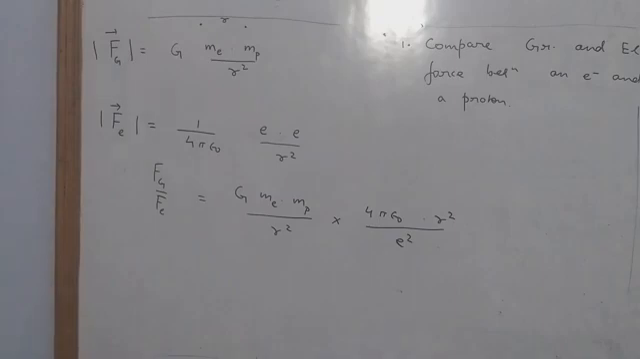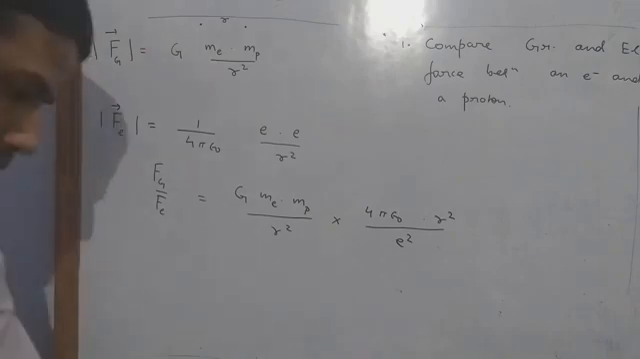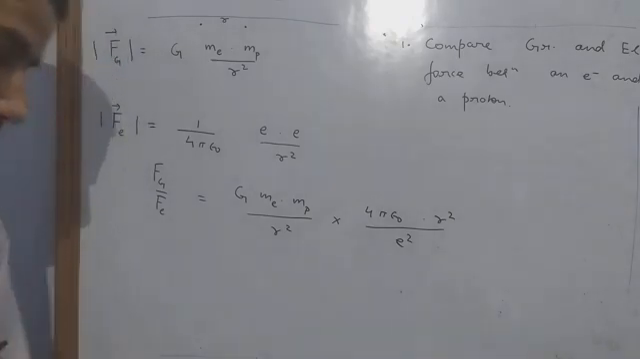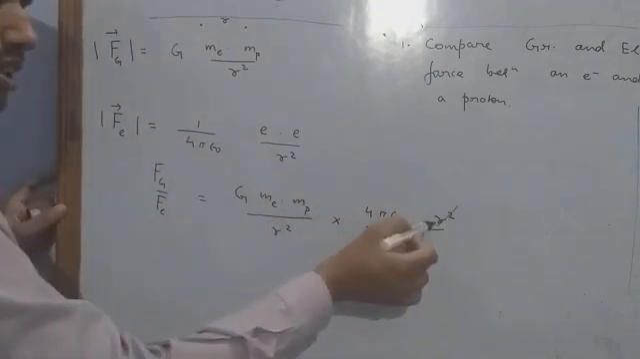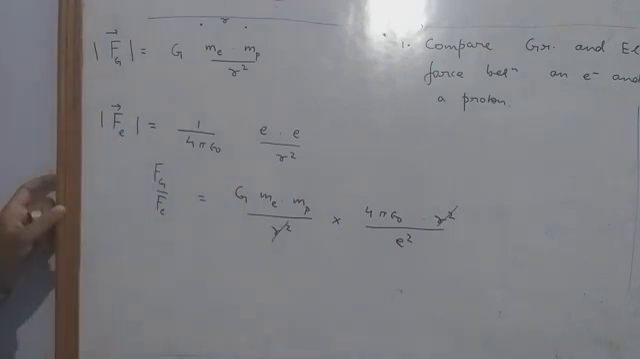Now here most of the things are constants whose values you have to substitute, and then you will get the relation between them. One thing you can note here, as I have told in the beginning of the question, is that the separation between them is not given, and in fact that is not required, because as we see here, the terms r square will cancel.